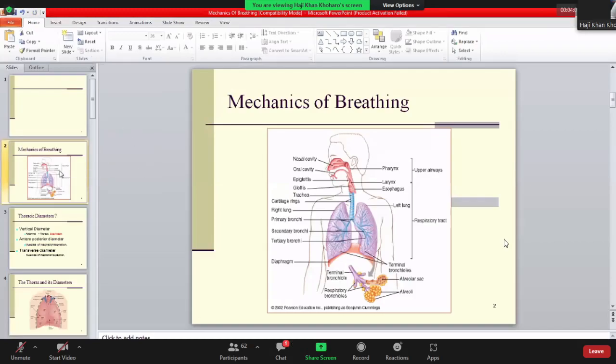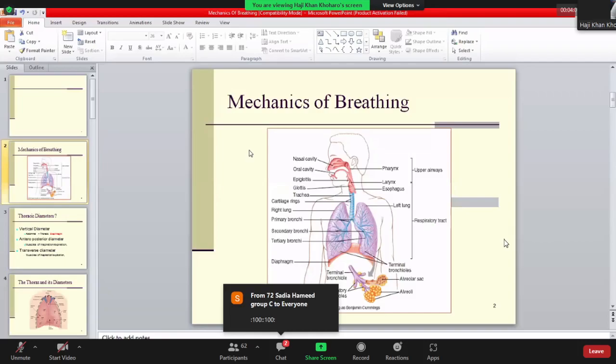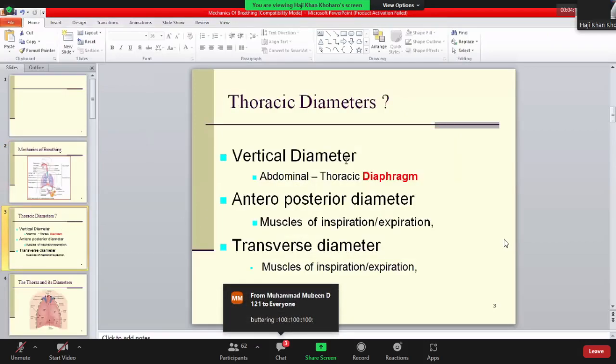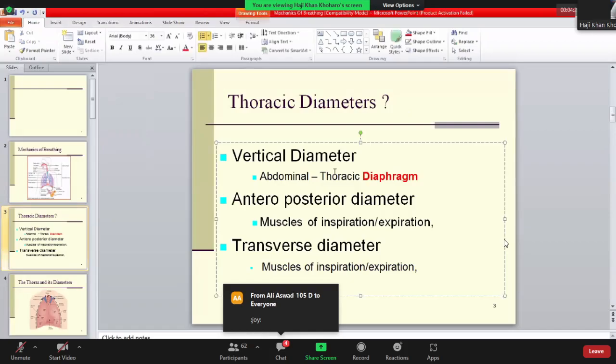Wherever there is change in pressure, energy is always used. Whenever there is change in pressure, the energy is used. There are three diameters called vertical diameter, anterior-posterior diameter, and the transverse diameter.